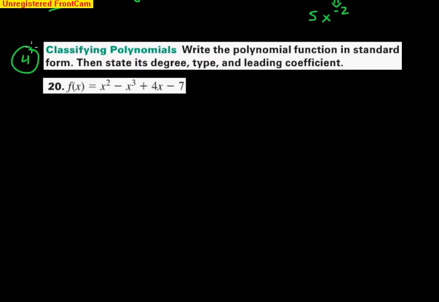Okay, next problem here says classify the polynomial. So we're going to write the polynomial in standard form. Then we're going to state its degree. We're not going to worry about the type. You don't have to do that on the test. So state the degree and the leading coefficient.